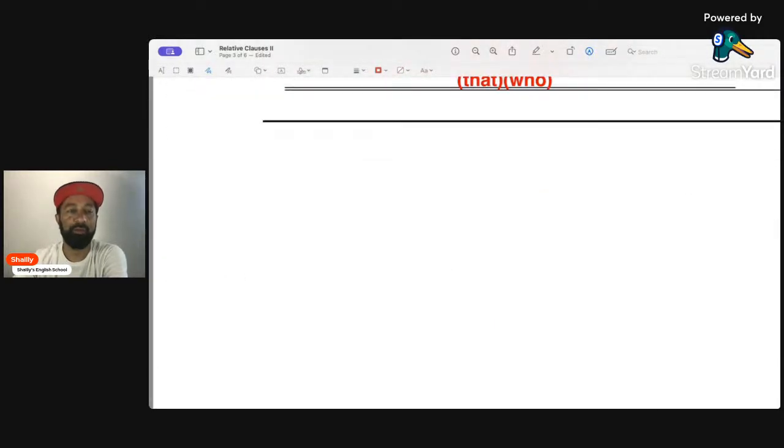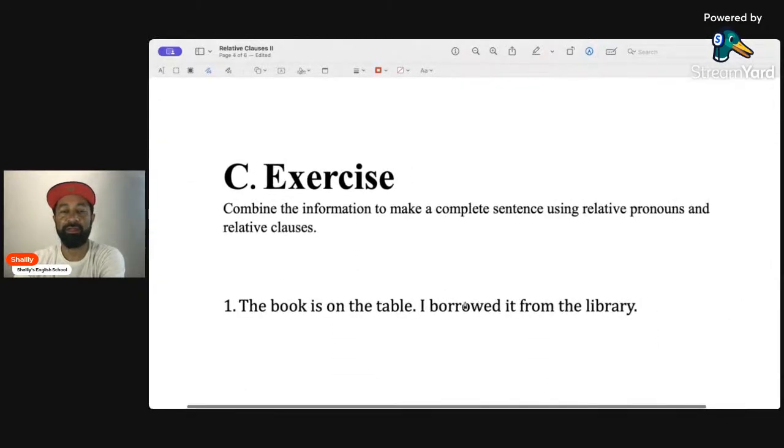Okay, so let's move on to the main part of this lesson. The main part of this lesson is where you get to make sentences. I will give you 2 phrases. You're going to read the phrases and join them using a relative pronoun. So you're going to be using that, who, which. Those would be your 3. That is probably the easiest one.